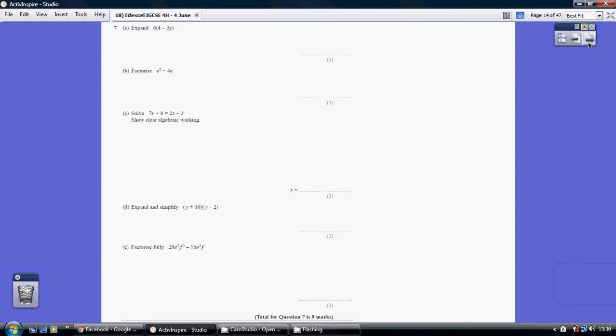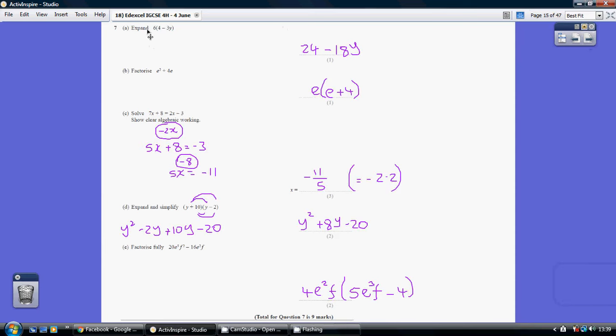Question 7. Well, expanding means getting rid of the brackets, so you've got to do 6 multiplied by the 4 and 6 multiplied by the minus 3y. So 6 4s are 24, get the sign right, it's a minus, 6 3s are 18, so 18y, 24 minus 18y. Now factorising is the opposite process, that's putting the brackets back in.